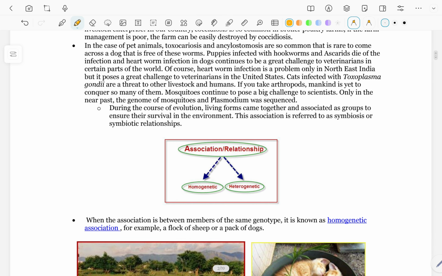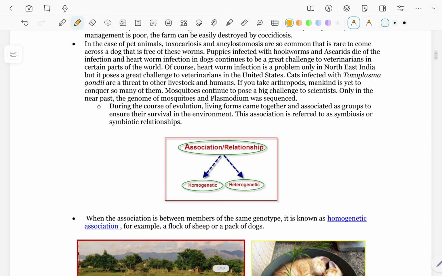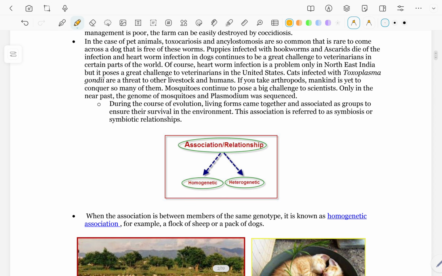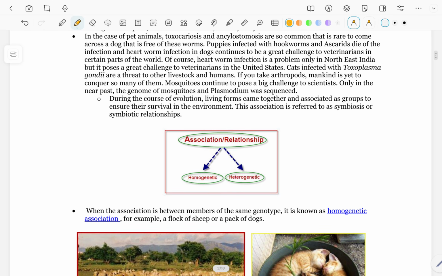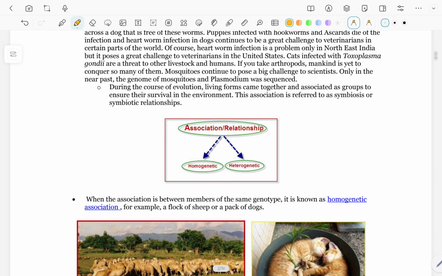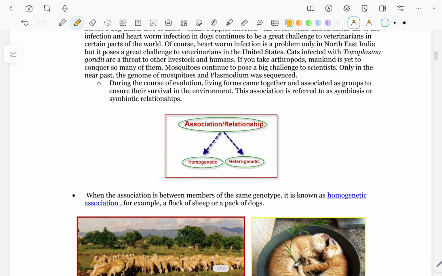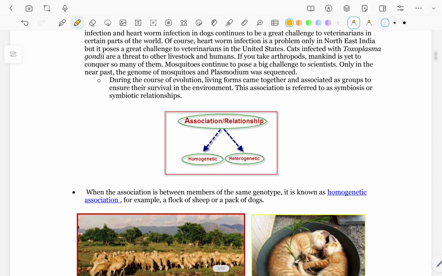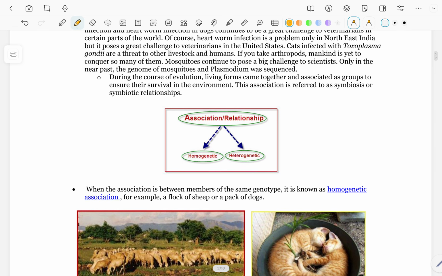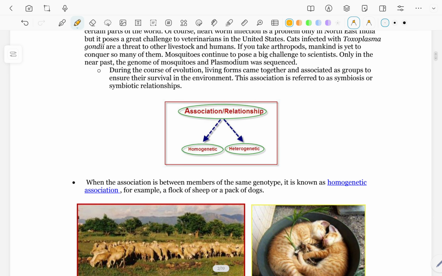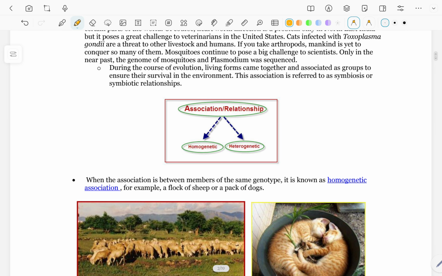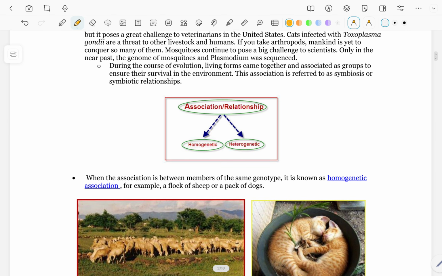If you take arthropod, mankind is yet to conquer so many of them. Mosquito continue to pose a big challenge to scientists. Only in the near past, the genome of mosquito and Plasmodium was sequenced. During the course of evolution, living forms come together and associated as groups to ensure survival in the environment. The association is referred to as symbiosis or symbiotic relationship.